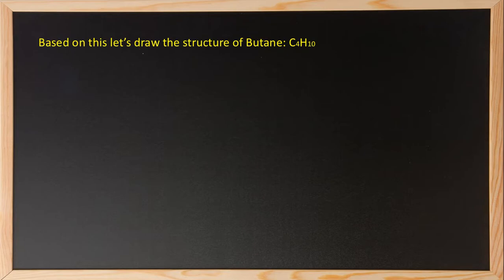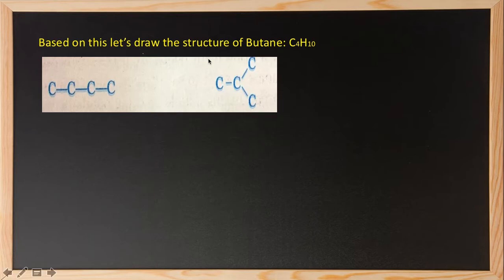Based on this, let's draw the structure of butane. So we know what butane is. Butane is a carbon compound having 4 carbons. When we draw, step number 1, bring all the carbons together. But now we can see 2 different structures. Here all the carbons are attached in a straight chain. But here 2 carbons are attached in a line while the other 2 are attached as branches. You can see in this picture.